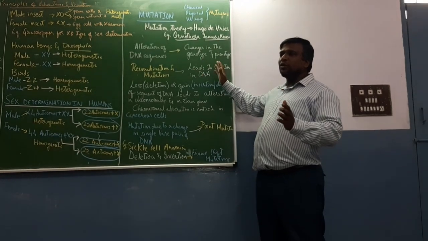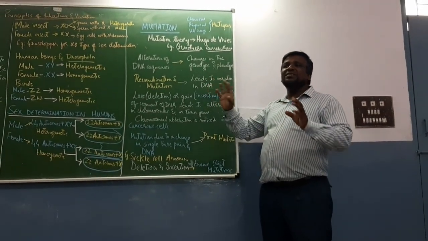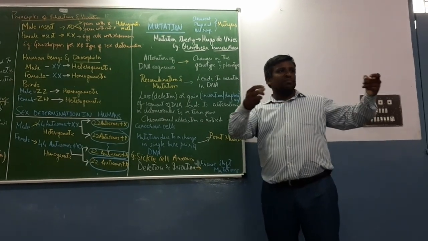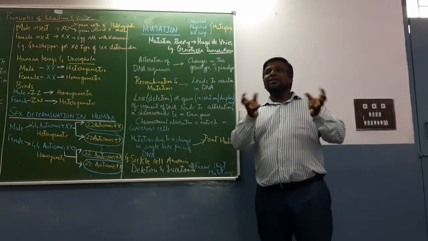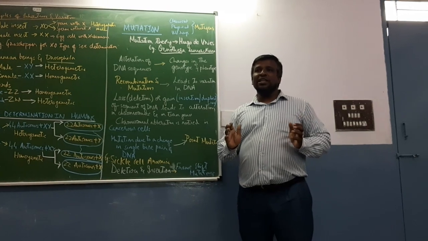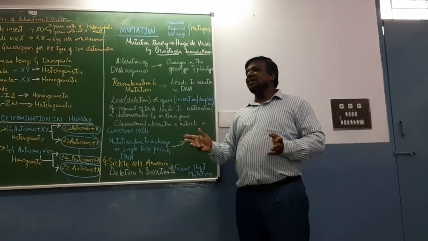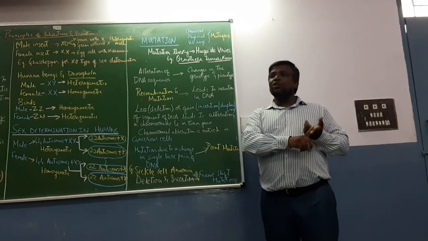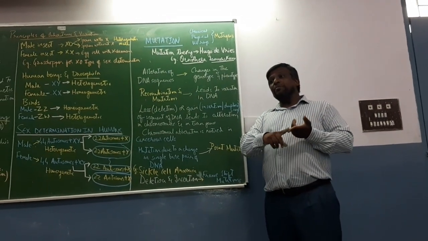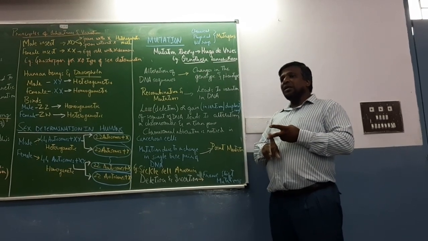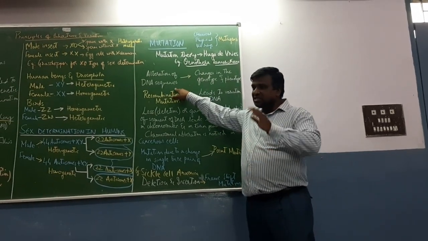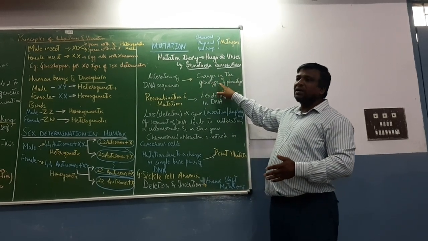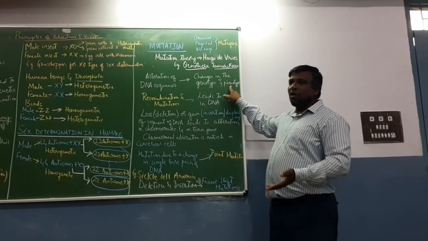Now, what is mutation? Mutation is alteration of DNA sequences. If one particular DNA sequence is altered, that is called mutation. Now, if the DNA sequence is altered, what changes? Genetic makeup changes. Genotype changes. If genotype changes, phenotype changes. So alteration of DNA sequences is brought about by mutation, and that results in changes in the genotype as well as phenotype of the organisms.